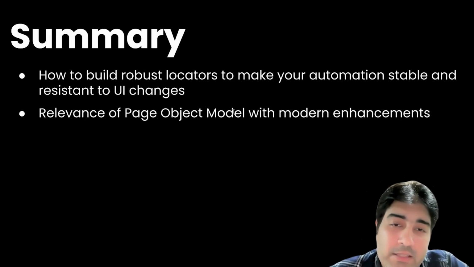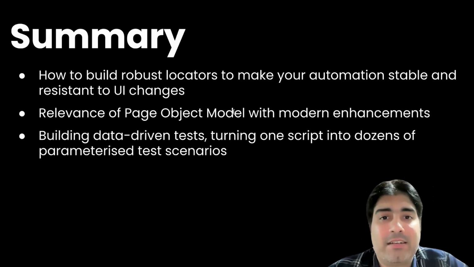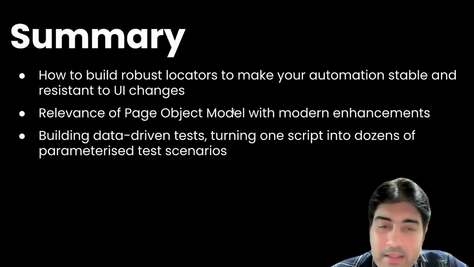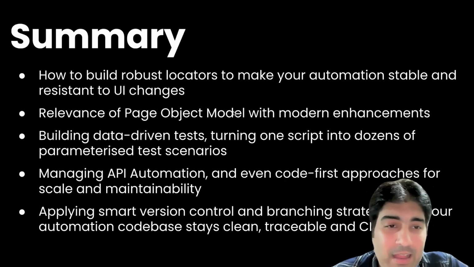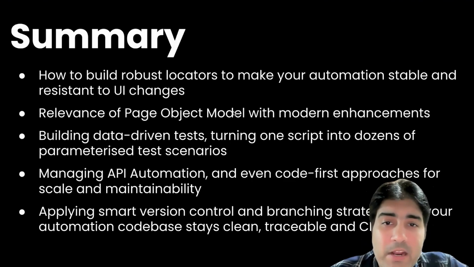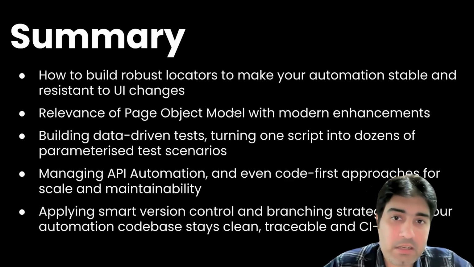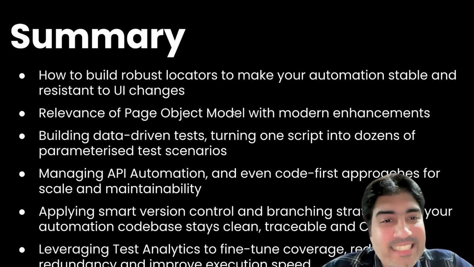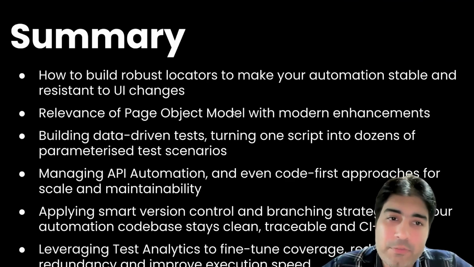Relevance of POM with modern enhancements. Building data-driven tests, turning one script into dozens of parameterized test scenarios. Managing API automation, and even code-first approaches for scalability and maintainability. Applying smart version control and branching strategies so your automation code base stays clean, traceable, and CI ready. And last but not the least, leveraging test analytics to fine-tune coverage, reduce the redundancy, and improve execution speed.